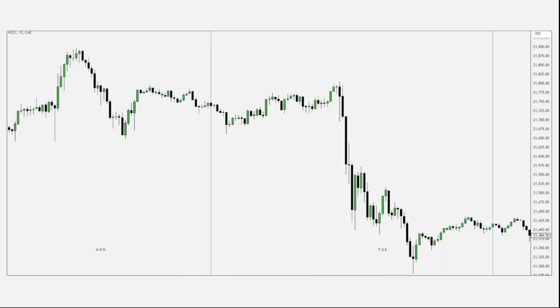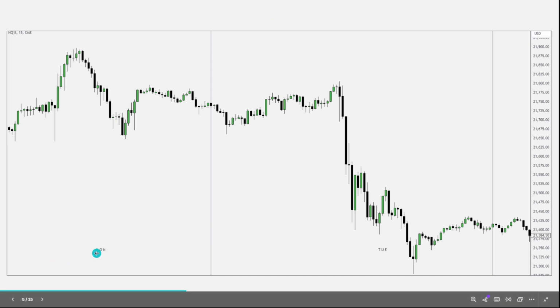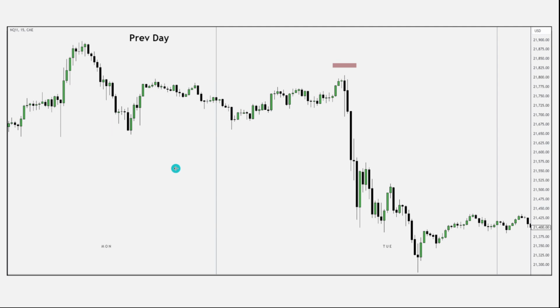So looking at this here, you can see Monday's trading over here and Tuesday's trading here. Monday's trading would be the previous day. Tuesday's trading would be the current day. And this red box here is 8:30 to 10:30, and that is when expansions happen. I'm going to show you guys how to catch those.